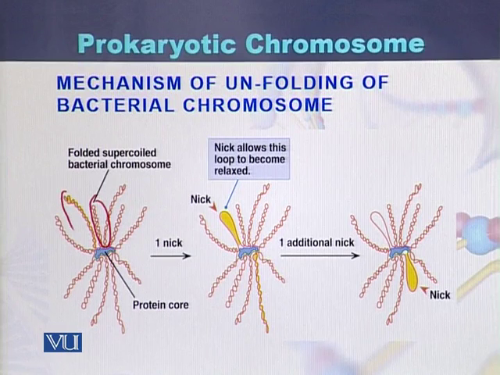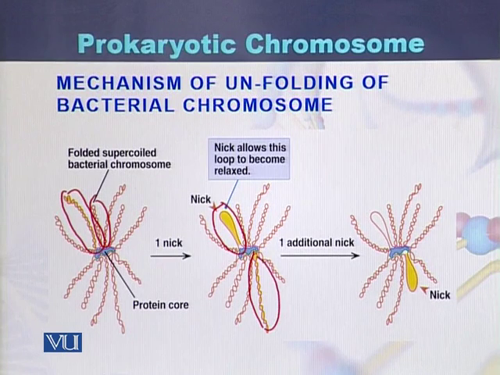Here a nick is produced on this strand. After producing the nick, the DNA is relaxed here, and another nick is produced on this strand, on this fold of the chromosome of the bacteria. Once the nick is produced, DNA is relaxed here.